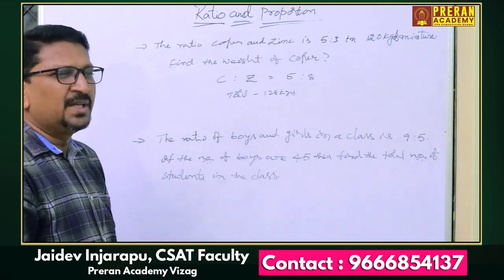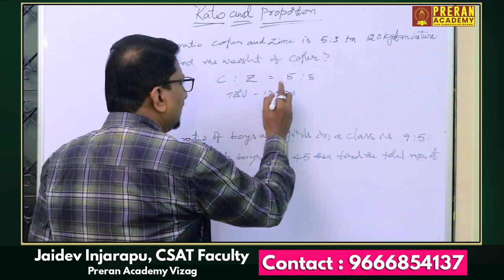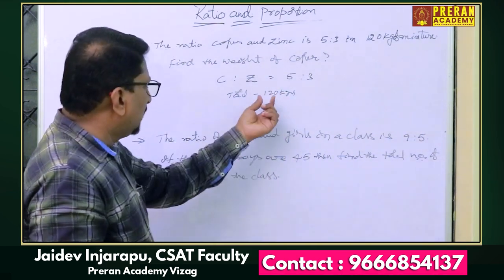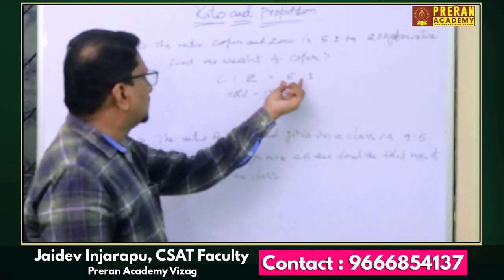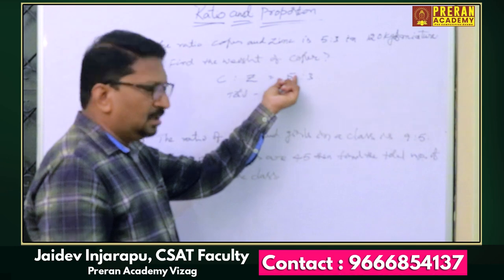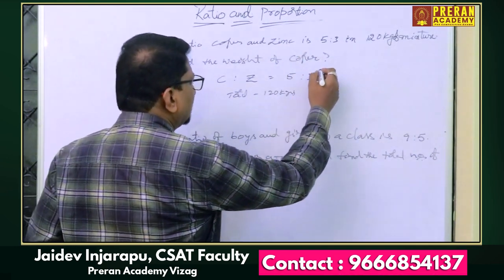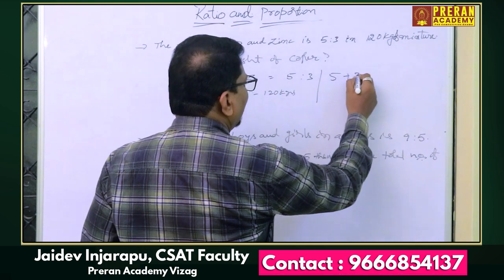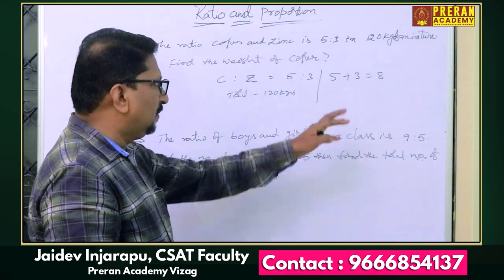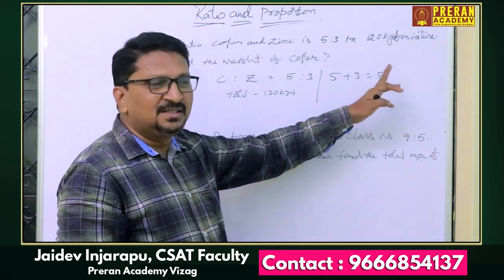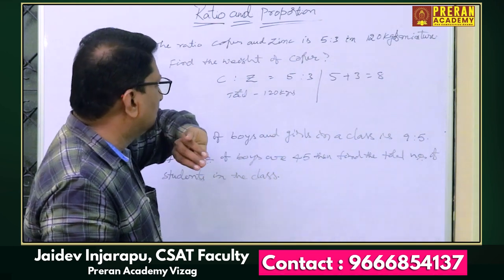So what does it mean if you are going to analyze this one? Out of this 120 kilos, 5 parts copper is there, 3 parts zinc is there. That means total number of parts, how much is it? 5 plus 3, 8 parts. This 120 we have to divide into 8 parts. In that, copper is 5 parts and zinc is 3 parts.